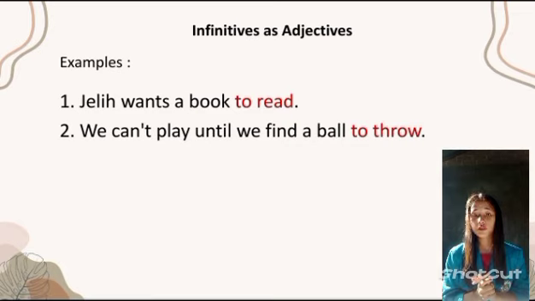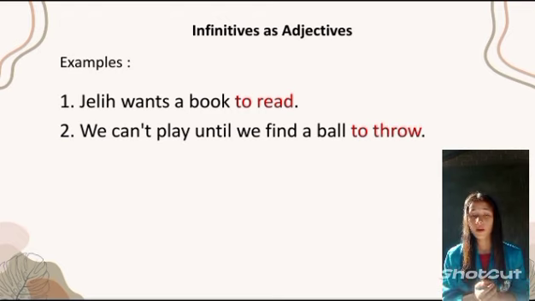Jelly wants a book to read. In this sentence, the verb is wants and the object is the noun book. We also see the infinitive to read, which is describing the book. So, Jelly isn't looking for just any book, she is looking for a book to read. So, in this sentence, the infinitive functions as an adjective.